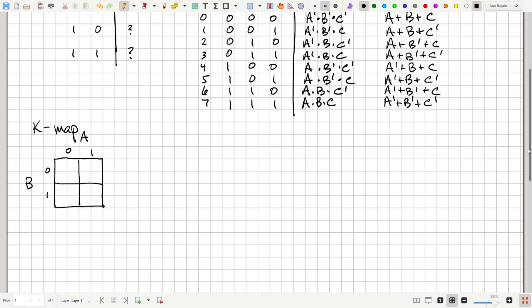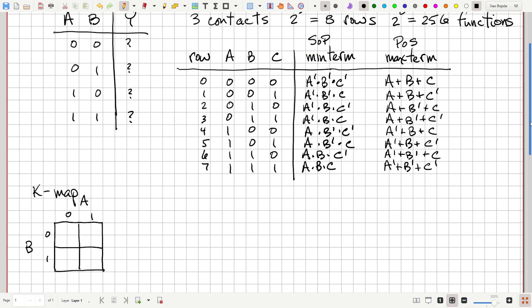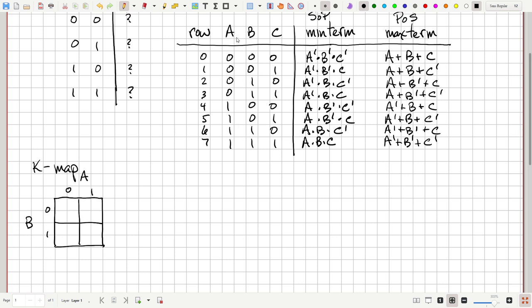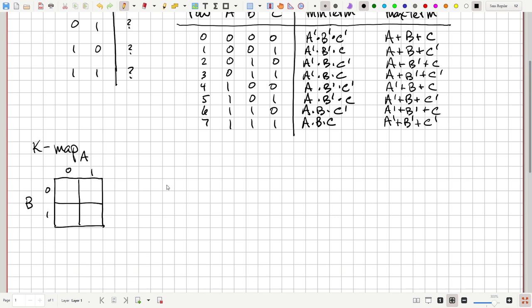What do we do when we have 8 rows or 3 input variables? Well, it would be very convenient to have one dimension for each variable like we did here. We have left and right is A and up and down is B, but we can't do that on a flat sheet of paper. So instead, we're going to keep the two rows that we have in our previous 2x2 structure. And now, instead of 2 columns, we're going to have 4 columns. So 4 columns, but still keep 2 rows.